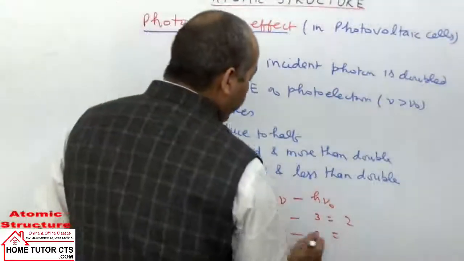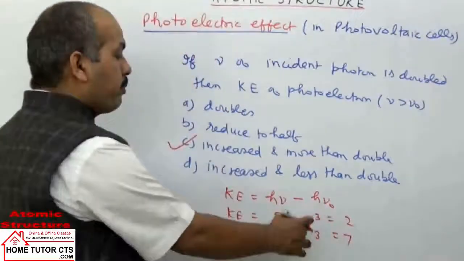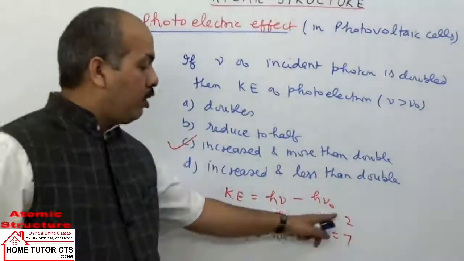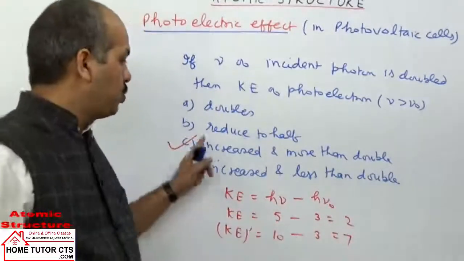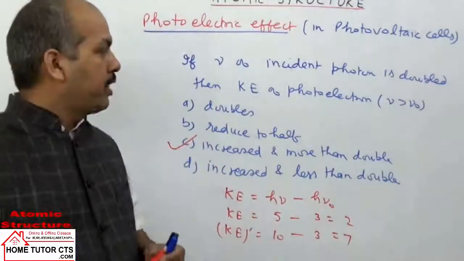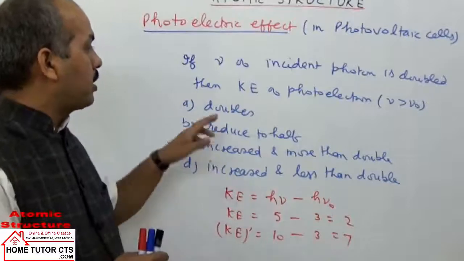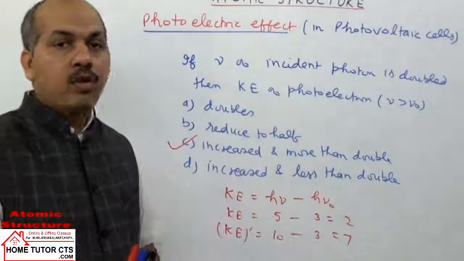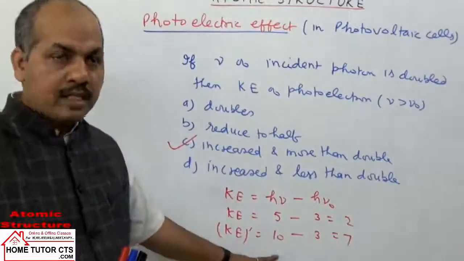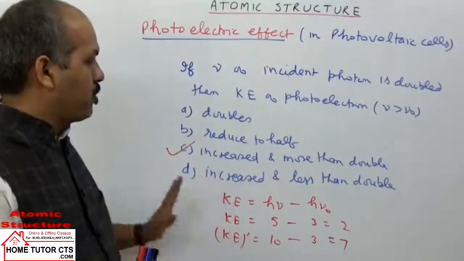So what is now new kinetic energy? 7. Is 2 plus 5 extra adding directly or 10 minus 3? 7. So it is how much relation wise? More than double. So option C is correct answer here. In this case the frequency of incident photon is double, then kinetic energy of photoelectron will be increased and more than double. I hope it is clear to you. Photoelectric effect base one question.